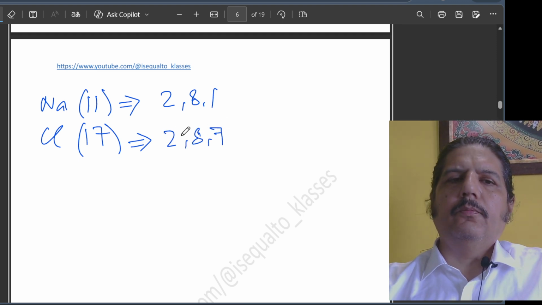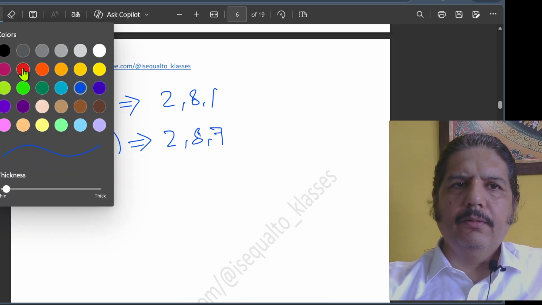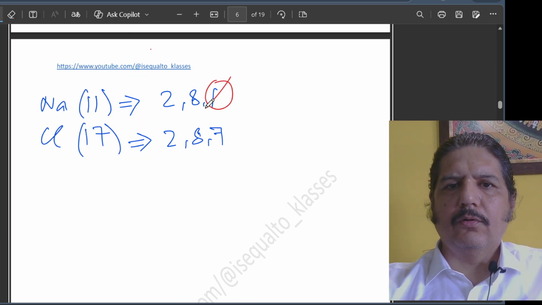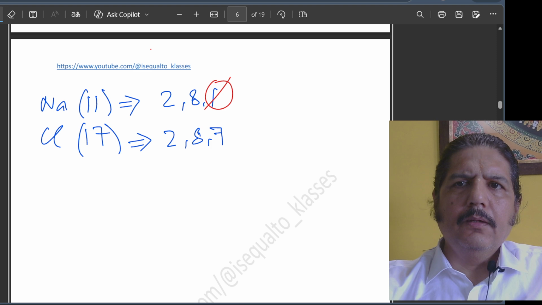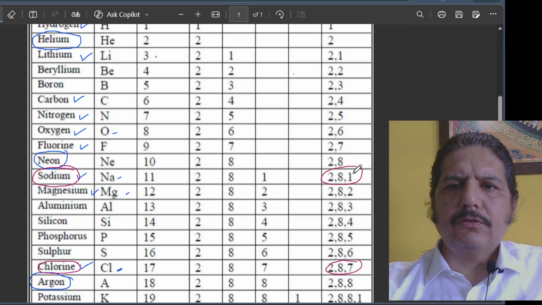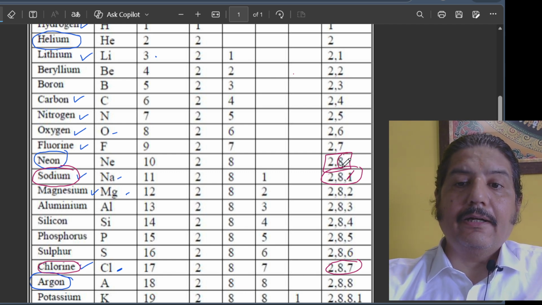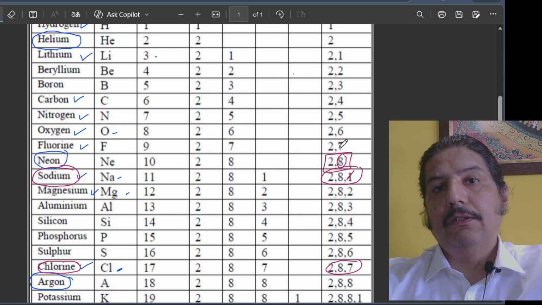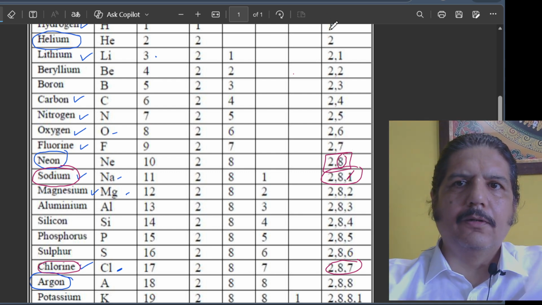Now, as discussed before, what does sodium want? What does sodium aspire to be? Sodium aspires to lose this one electron. Why? Because if it loses this one electron, it will become something like neon, which is 2,8. It will have 8 electrons in the outermost shell. The nearest noble gas is neon, 2,8, so it will become stable.